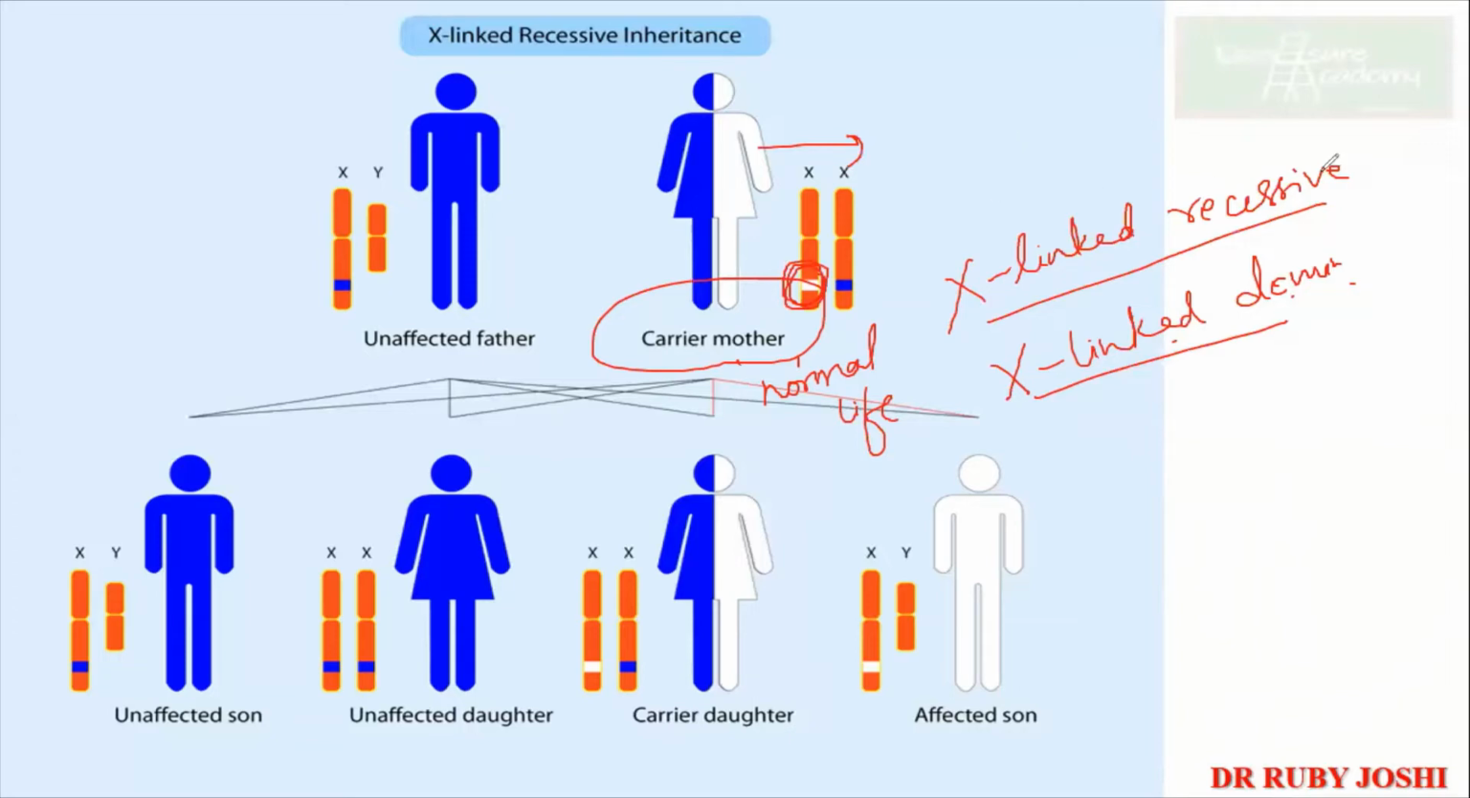Okay? X-linked recessive means mainly they are carriers. Unless they are present in homozygous condition, the lethality of the mutation won't be seen. X-linked dominant means even if it is present in one of the chromosomes, it is lethal. Did you get it, everyone?